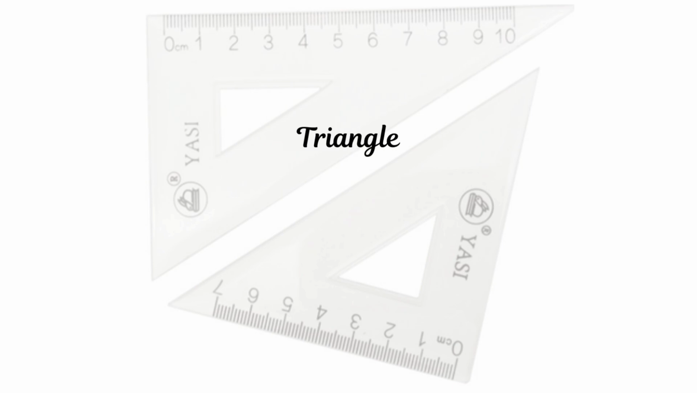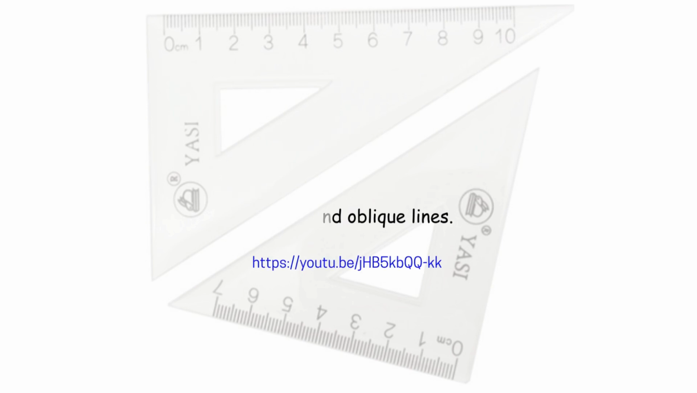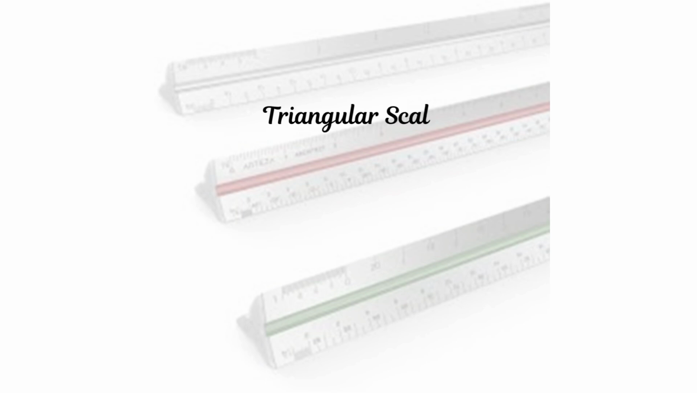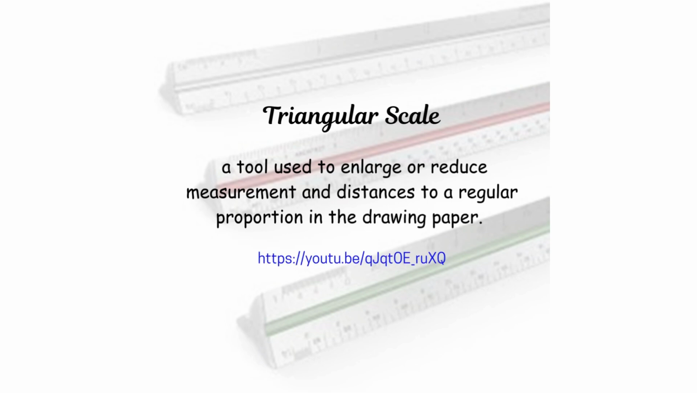First, triangle. It is an instrument used for drawing vertical and oblique lines. You can watch the video provided in the link, entitled Watch How to Use the Triangle. Second, triangular scale. A tool used to enlarge or reduce measurements in a fixed ratio on drawing paper. You can watch the video provided in the link, entitled Learn How to Use the Triangular Scale.